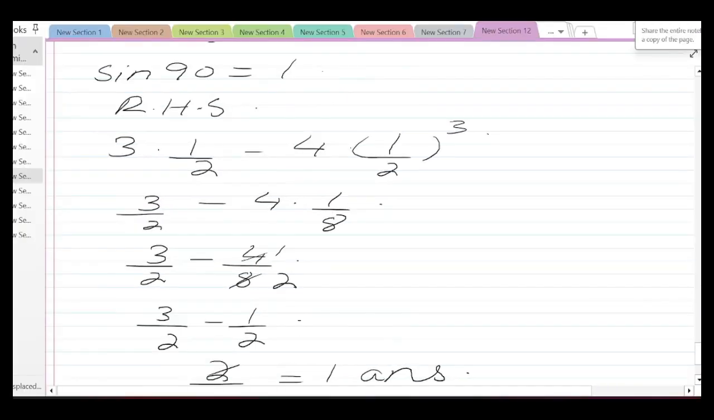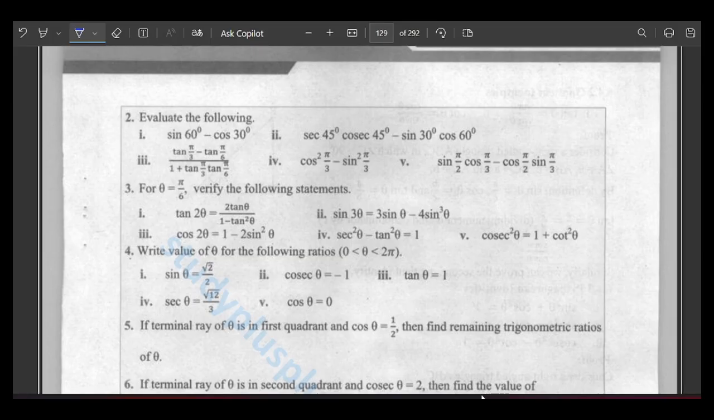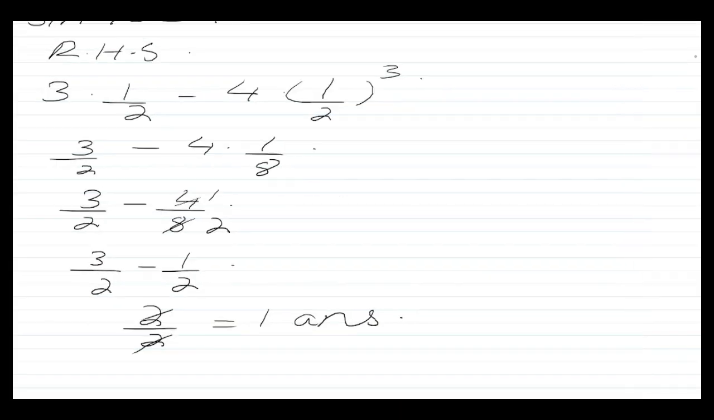So that means that the left hand side is equal to the right hand side. Okay, then for part 3, we have cos 2 theta is equal to 1 minus 2 sine square theta. Let's solve this statement. So the statement is cos 2 theta being equal to 1 minus 2 sine square theta.